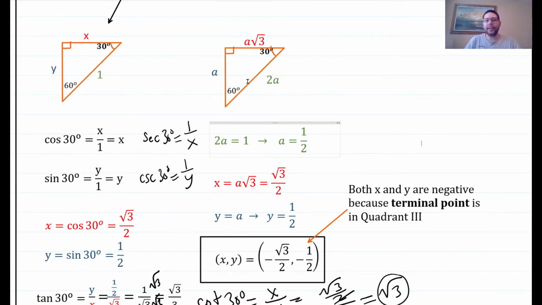And then lastly, we know that a has to equal y, and we know a is a half, so that means y is a half. All right, so that is my x and y.